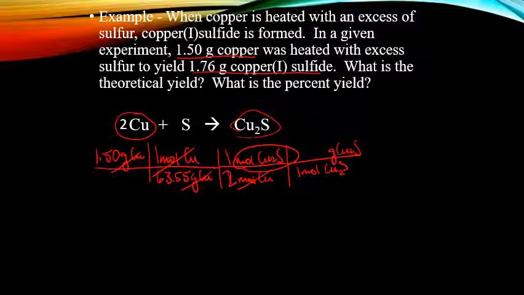we end up with 159.17 grams. Okay, so my theoretical yield in this case will be equal to 1.88 grams of copper 1 sulfide.